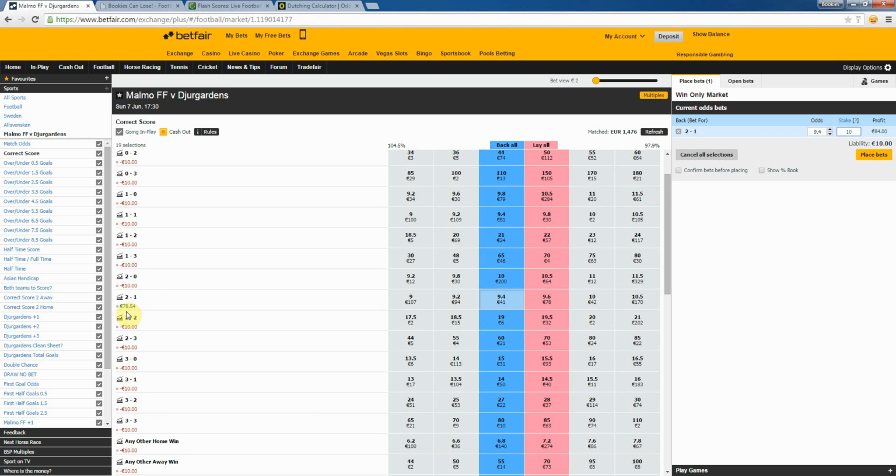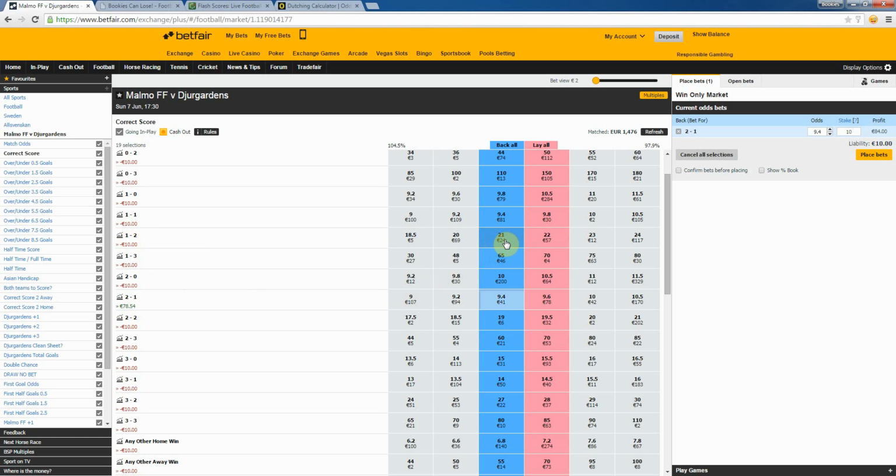This number that is presented here already takes into consideration the commission. Because as you can see, the profit would be 84 normally without commission, but with the commission it will be 78.54. Now you can select any other score, so you can go 1-2 for example as well.